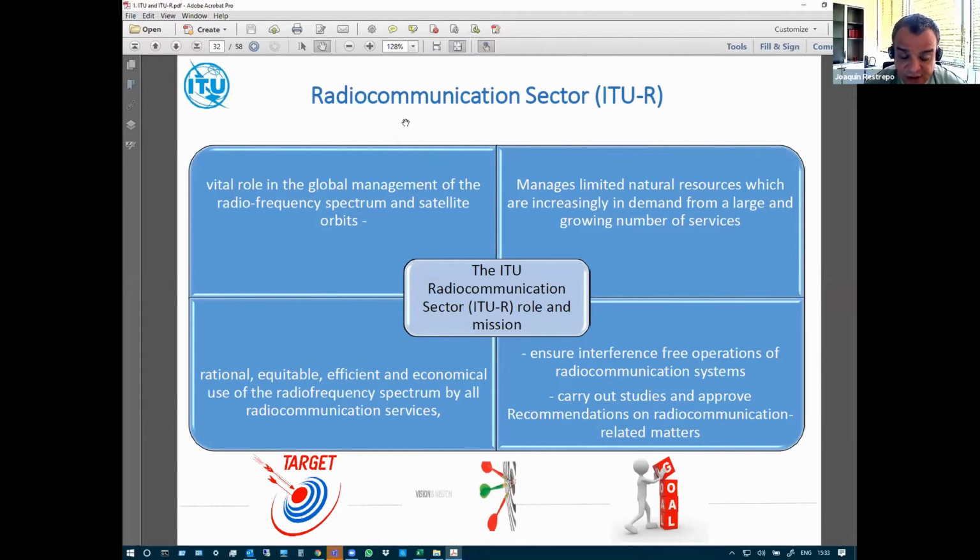But as you can figure out, doing these four different facets at the same time is quite complicated because they tend to clash with each other. Then we need to establish a good balance and trade-off among these four different approaches. And we need basically to ensure the interference-free operation of radiocommunication systems. To do that, we carry out studies and approve recommendations on radiocommunication related matters.